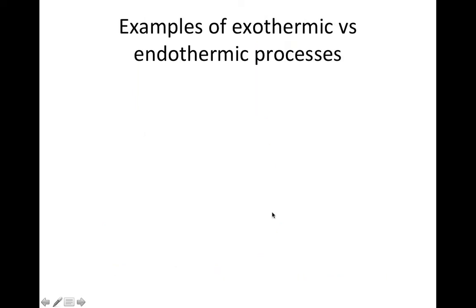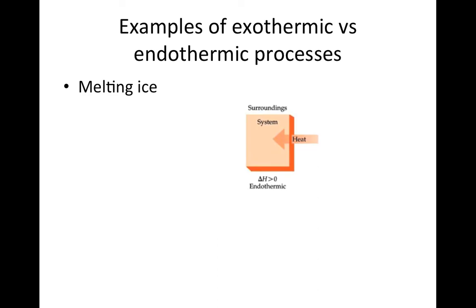Examples of endothermic and exothermic processes are this. So again, you have to think of system versus surroundings. If we said melting of ice, is that an endothermic or an exothermic process? Well, if you think about melting of ice, you need to think about what's happening. In order to melt ice, heat has to be going into the ice in order to melt it. Therefore, it's endothermic, or a positive delta H.